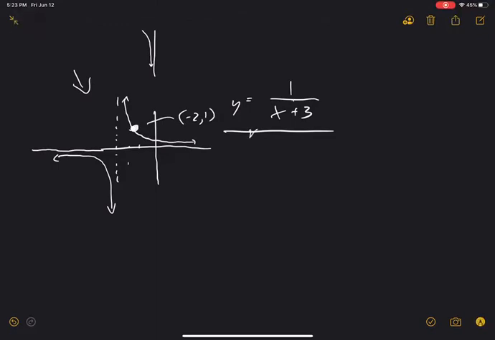Now let's say I wanted to transform this to get y equals 2 over x plus 3. I'm just going to multiply all my y coordinates by 2. Looking at this, my y coordinate goes from 1 up to 2. I multiply by 2 to get 2, and the x coordinate stays the same. I can do that for all my points, and it has the effect of stretching my graph vertically, multiplying all my y coordinates by 2.